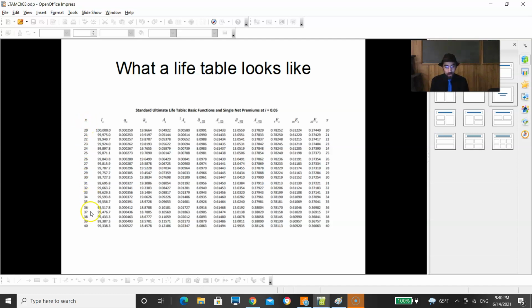Notice you have the x column on the left and the same x column on the right. The purpose of that is just that when you're looking all the way over on these E columns, you just have to look across here rather than needing to track all the way back to here with your eyes. Alright, so L sub x is the number of people alive.